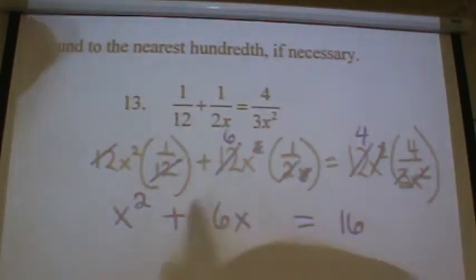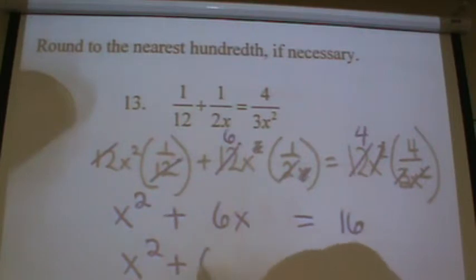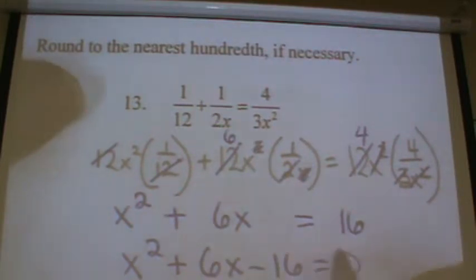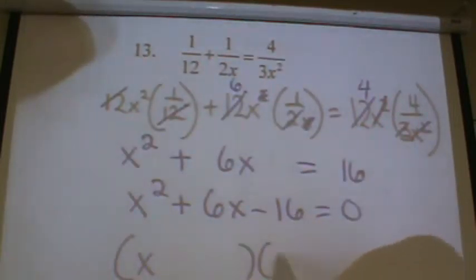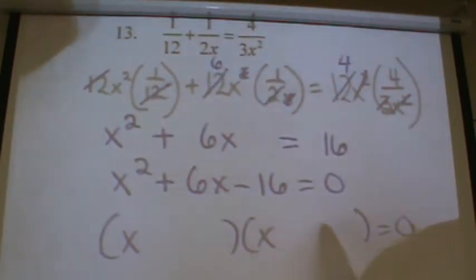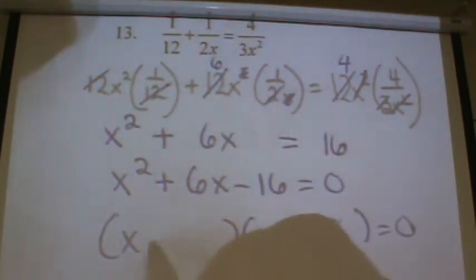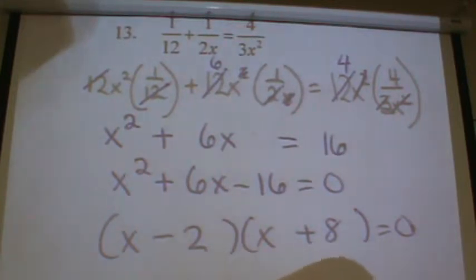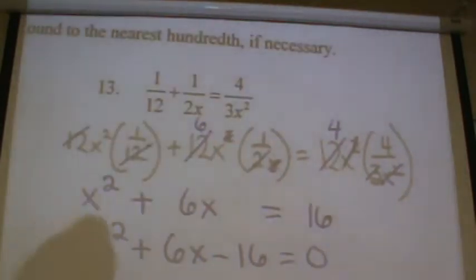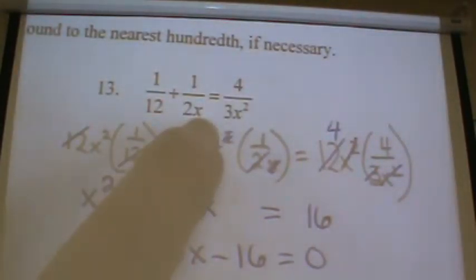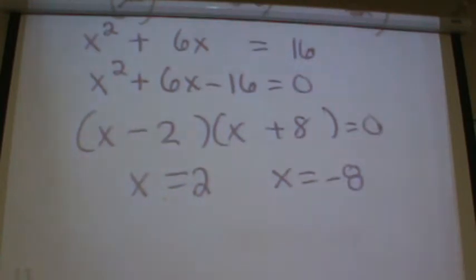16 over. Move 16 over. Then what? Plus 8 minus 2. Yep. What are your two answers? What are your two possible answers? And can they both work? Yes. The only answer you wouldn't want would be a 0. So 2 and negative 8 both work. You guys know what I mean?